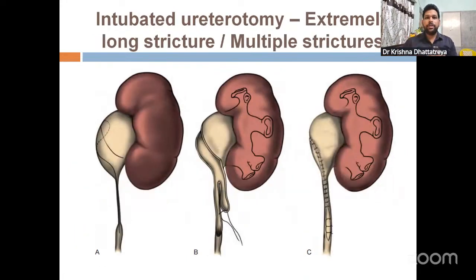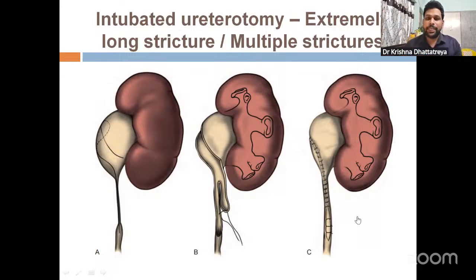And this one is intubated ureterotomy. What is this intubated ureterotomy? Here you can see a very large, extremely long stricture is present. Or in case of multiple strictures, if multiple strictures are there, then you can perform this intubated ureterotomy. Similar to the spiral flap technique, but here you will leave a small portion of the ureterotomy without suturing. It will heal by ureteric regeneration. So you can see the third picture, option C here. In this, you are not able to close the distal part of the ureterotomy incision.